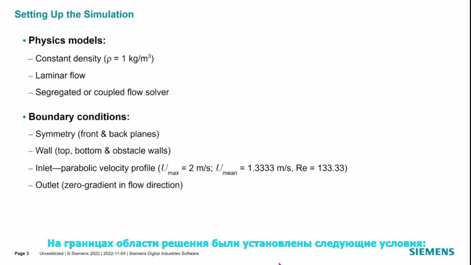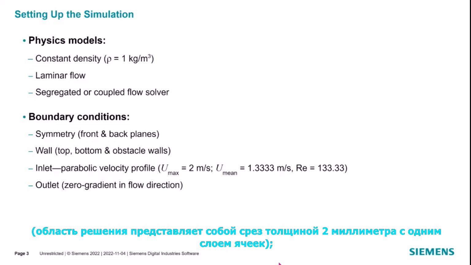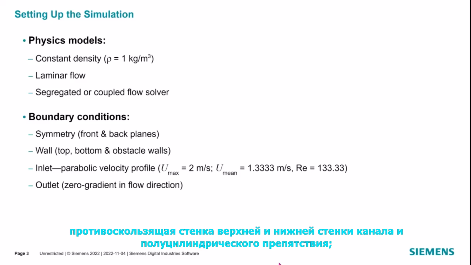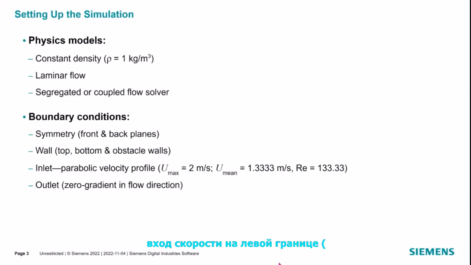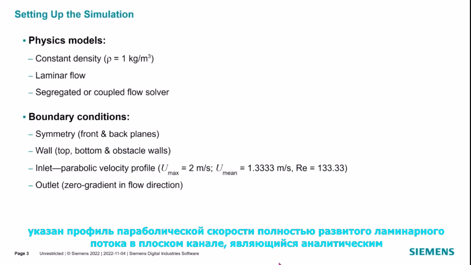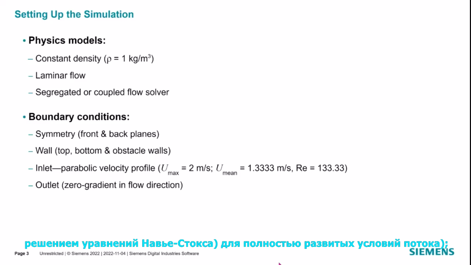The following conditions were imposed at boundaries of the solution domain. Symmetry for front and back planes to impose a two-dimensional solution. The solution domain is a 2 mm thin slice with one layer of cells. No-slip wall for the top and bottom channel walls and the semi-cylindrical obstacle. Velocity inlet at the left boundary. The parabolic velocity profile of a fully developed laminar flow in a plane channel was specified, which is an analytical solution of the Navier-Stokes equations for fully developed flow conditions. And outlet condition at the right boundary, which means zero gradient in flow direction, will impose the same flow rate at outlet as at inlet.